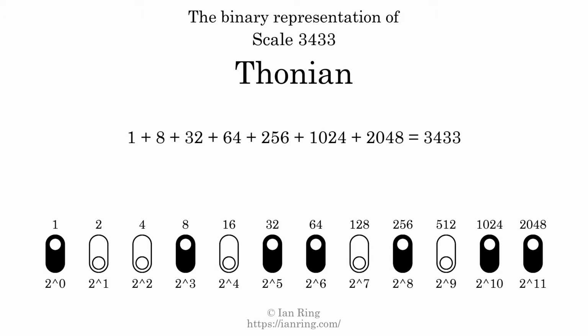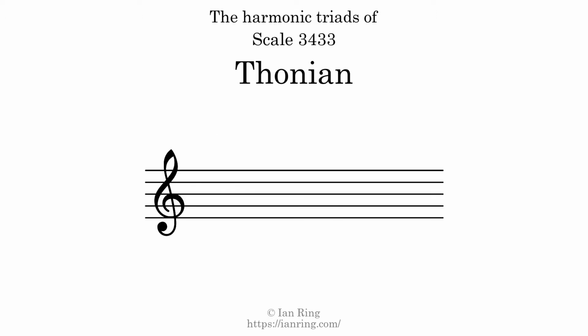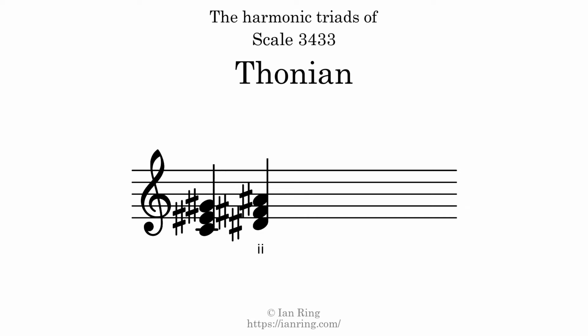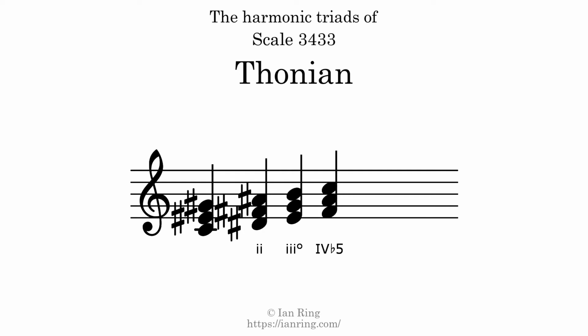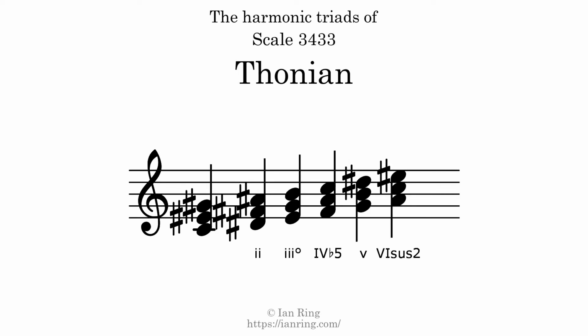The scale number not only enumerates the scale with a unique index, but it also literally describes the tonal content of the scale. Represented as a binary number in base 2, the scale number is 1101011010001. Here are the harmonic triads present in this scale. Unnamed, minor, diminished, major flat 5, minor, sus 2, major.